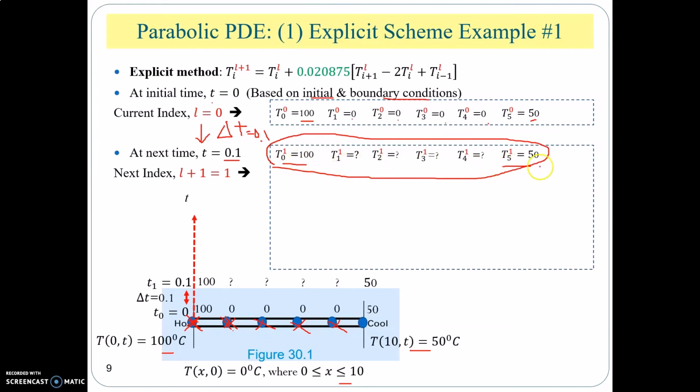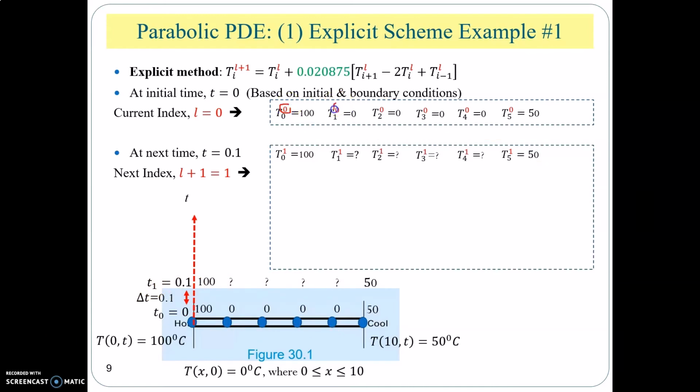You can see the temperature at the end of the root is given by the boundary condition to remain the same as previous one, and at the middle we don't know the temperature. So we are going to find the temperature at these 4 points at time equal to 0.1 second or T1. From here we can find the time index to be 0. So this is our current time index, and this is the next time index, which is L plus 1. So in this case, our L plus 1 is equal to 1.